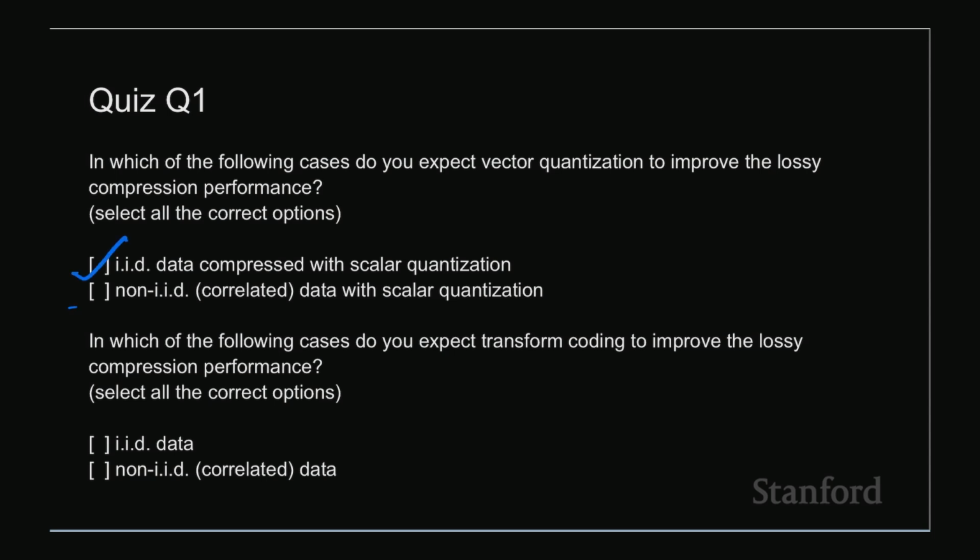So this is both. And then in which of the following cases do you expect transform coding to improve the lossy compression performance? Again, we know that in the IID data, there isn't really any benefit to be drawn. You could have just done whatever you were doing. So it's basically in the non-IID or correlated data case.